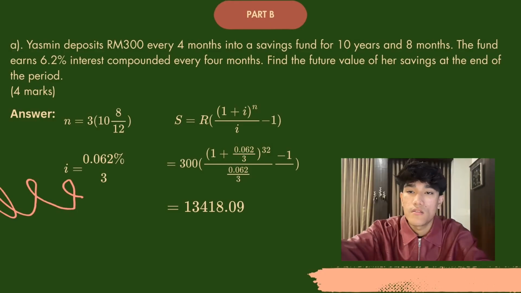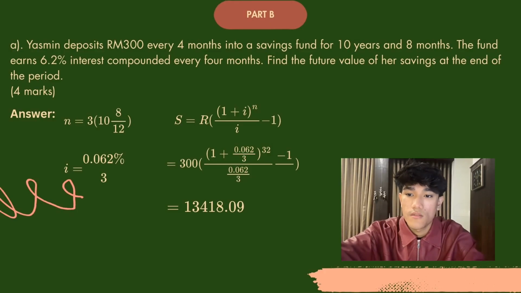Hi everyone, today I will present my solution for Part B, Question 1, which involves future value and annuity calculation. For Part A, Yasmin deposits 300 ringgit every 4 months into a savings fund. The interest rate is 6.2% compounded every 4 months, and the total duration is 10 years and 8 months, which is equal to 32 deposit periods.